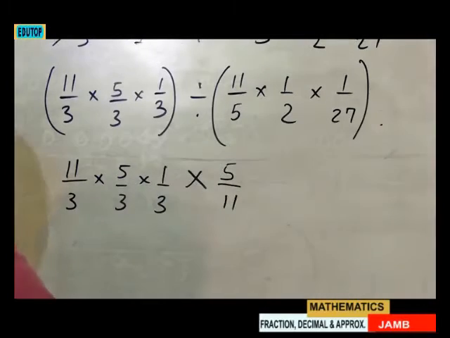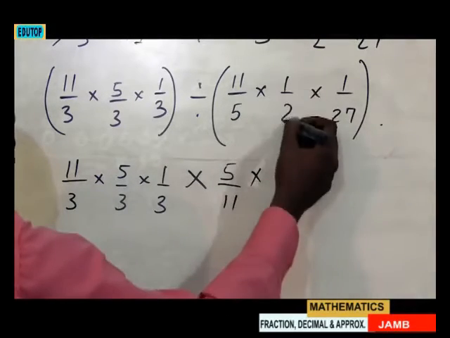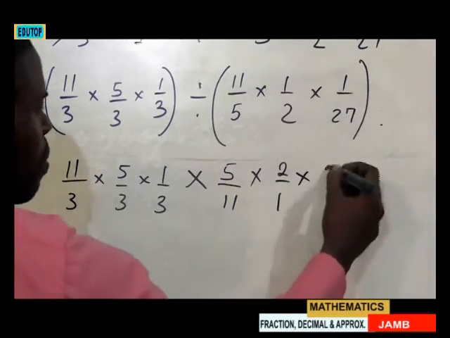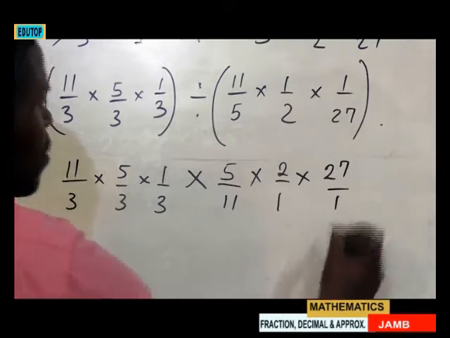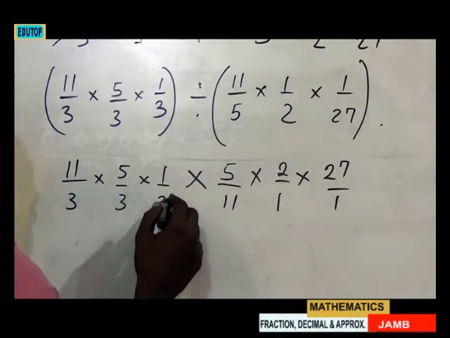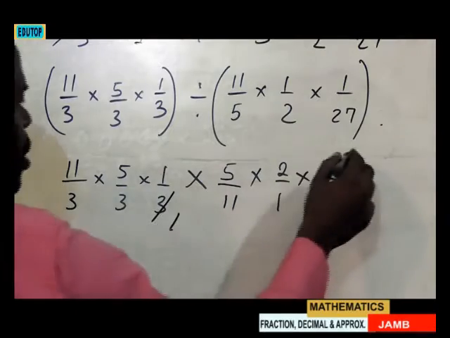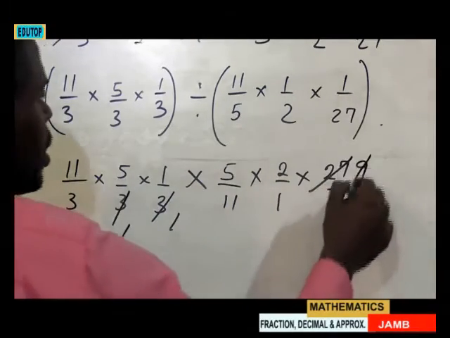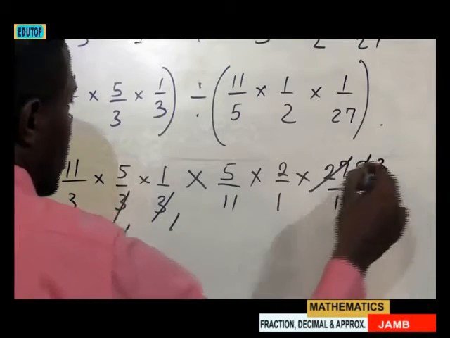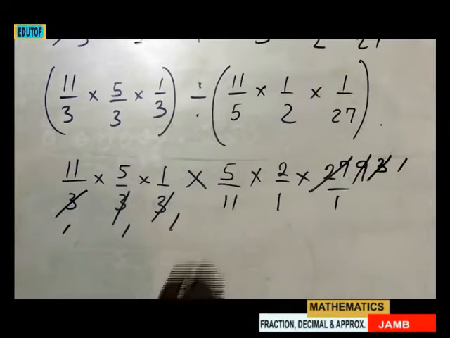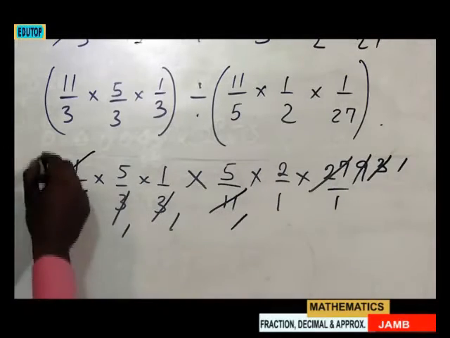5 over 11 times 1 comes down, 2 goes up, 2 over 1 times 27 goes up, 1 comes down, 27 over 1. So here I now have 3 here 1, 3 in 27, 9. 3 here 1, 3 in 9, 3. 3 here 1, 3 here 1. 11 here 1, 11 here 1.